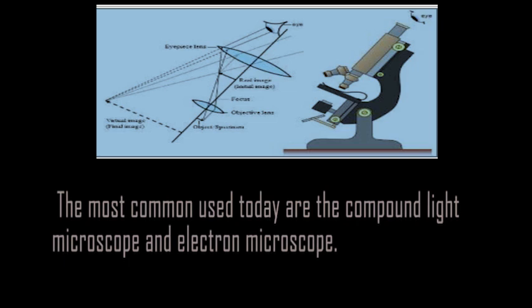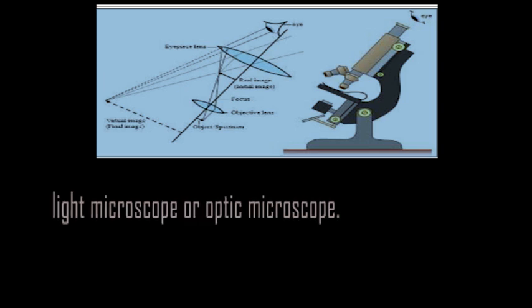The most common used today are grouped in two types. One, compound light microscope. Two, electron microscope. One, compound light microscope is also known as optic microscope. How does it work?